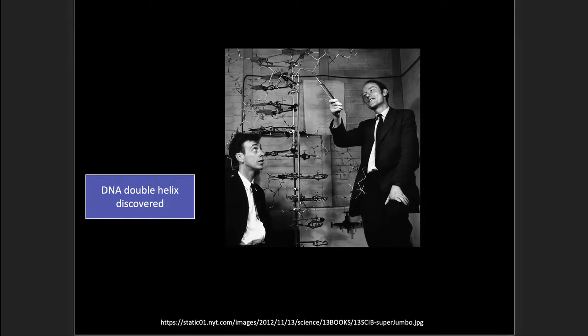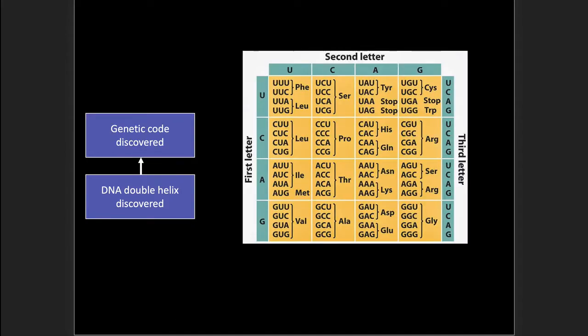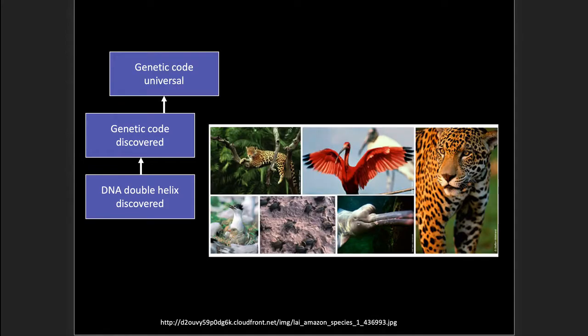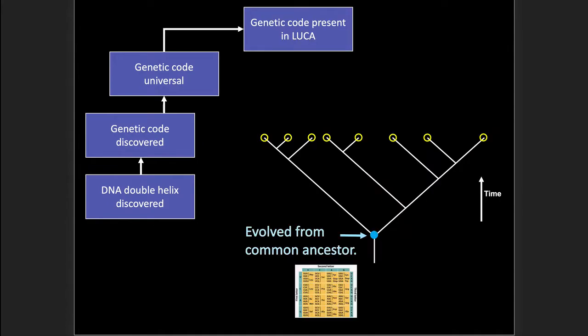So first, more than half a century ago, the DNA double helix was discovered. Shortly after that, the genetic code was discovered. Now, shortly after that, it was found that it was essentially universal. All of the species essentially have the same code. Now, what this means is if all of the species have the same code today, as indicated by these yellow circles here, then it must have evolved from the last universal common ancestor of all life way back in the beginning, early stages of evolutionary history. So the genetic code was present in the last universal common ancestor, LUCA.